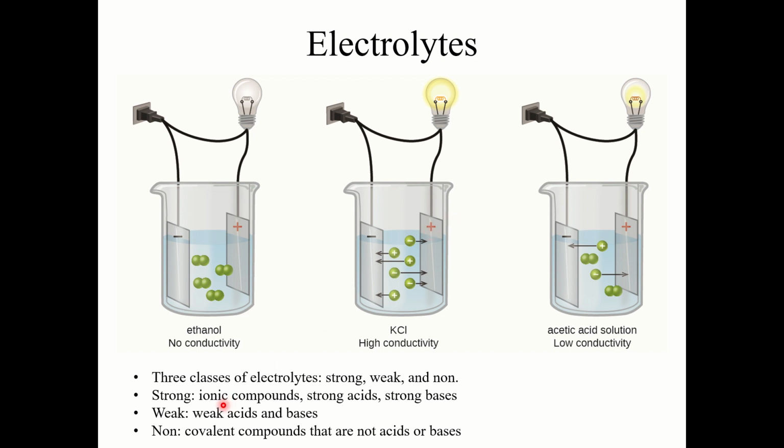Weak electrolytes are weak acids and bases. These are compounds that only partially dissolve, so there are some ions in solution, but not a lot. So they conduct electricity weakly. They have low conductivity. Finally, non-electrolytes are covalent compounds that are not acids or bases. Something like ethanol, for example. This is a covalent compound. It's not an acid or a base, so it doesn't break apart at all. It does not ionize at all. So we just have a bunch of neutral molecules floating around in solution, so it has no conductivity.